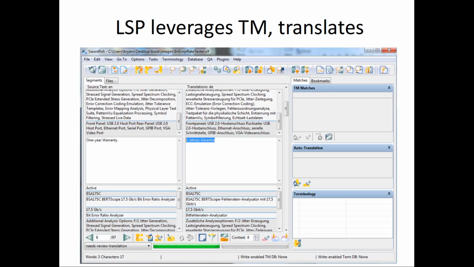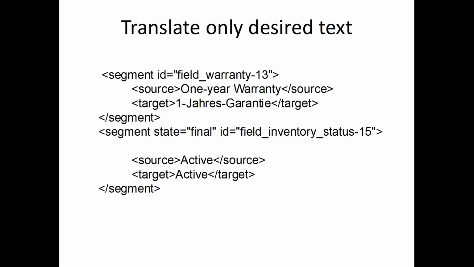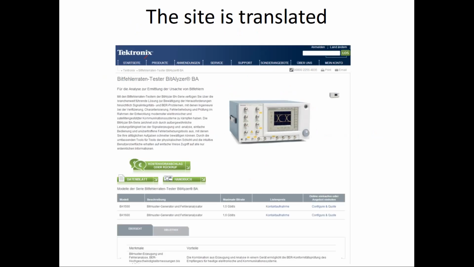The localization service provider leverages translation memory and Translate. This is a more commercial computer-aided translation tool in this particular screenshot, but you can see the English is on the left, and the target translation language is German. They've leveraged translation memory, and they're translating everything. We've translated only what we desire to be translated. The 1-year warranty is translated correctly into German, but the field inventory status has been locked out and has not been translated into German. That's a good thing.